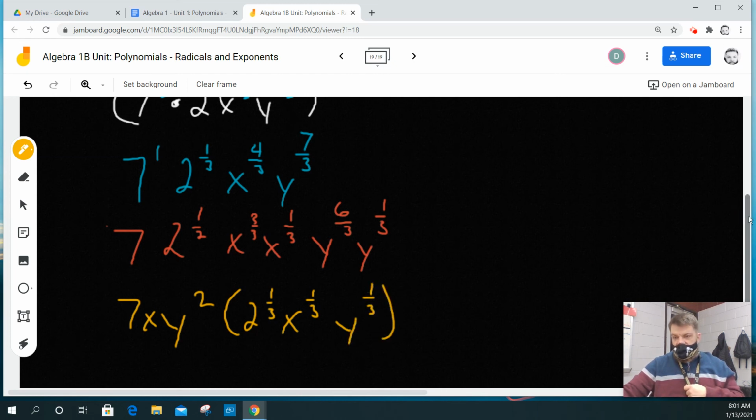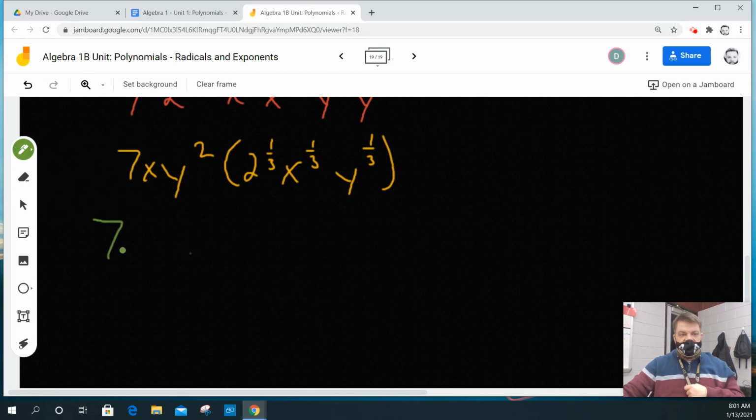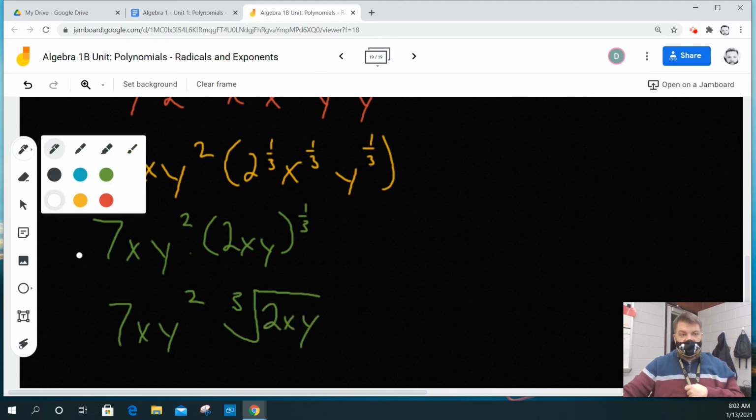Now, if all those are raised to the 1/3, then what I can do in my next line is say 7xy squared, pull out the third, 2xy raised to the 1/3. And then my final answer is 7xy squared, the cube root of 2xy. And that is it.